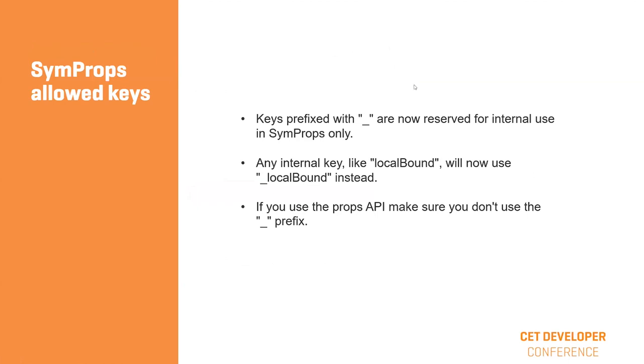Yeah. So we have some more sim changes. First off, with sim props. We have changed it now so keys that are prefixed with the underscore are reserved for internal use. So you can see in the example here in the second bullet point that local bound will now instead be called underscore local bound.